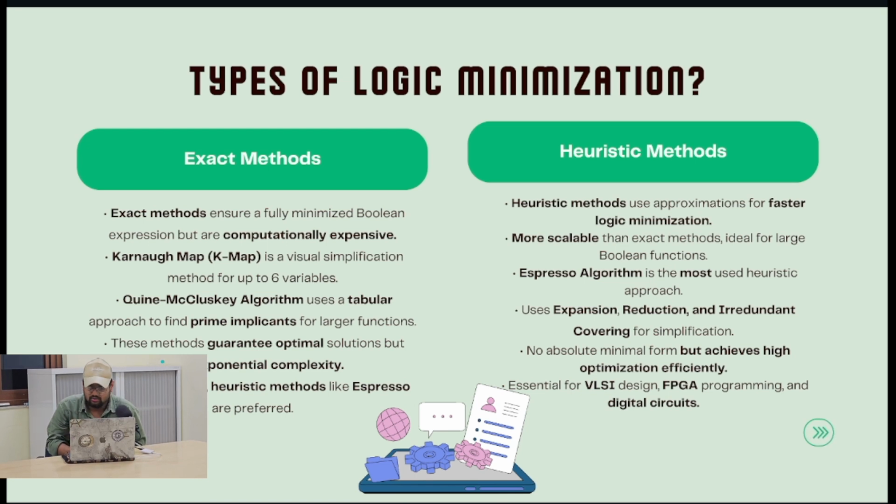So let's know about heuristic search. Heuristic methods use approximation for faster logic minimization. It is more scalable than exact methods, ideal for large Boolean functions. The Espresso algorithm is the most used heuristic approach, using expansion, reduction, and irredundant covering for simplification. It does not give an absolute minimum, but achieves high optimization efficiently. These are basically used in VLSI design, FPGA programming, and digital circuits.